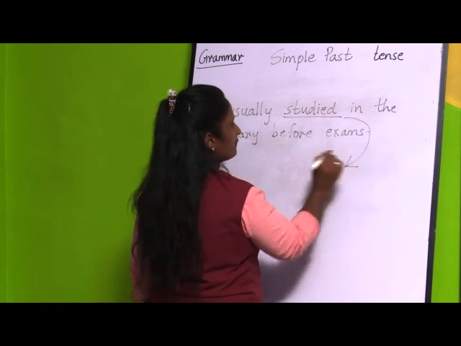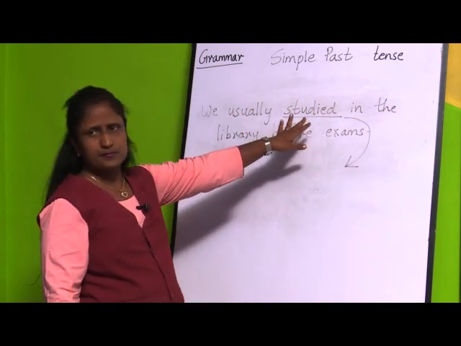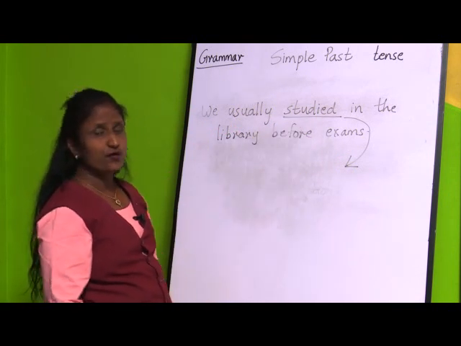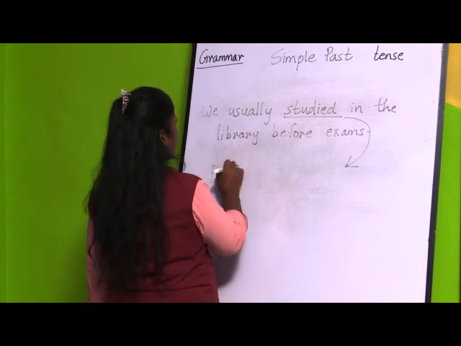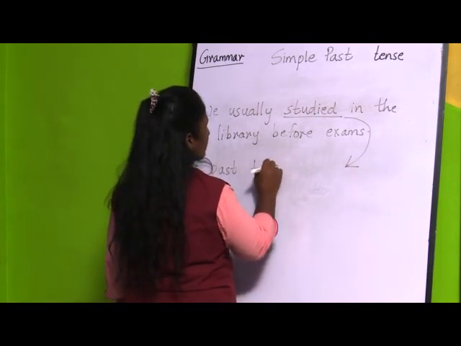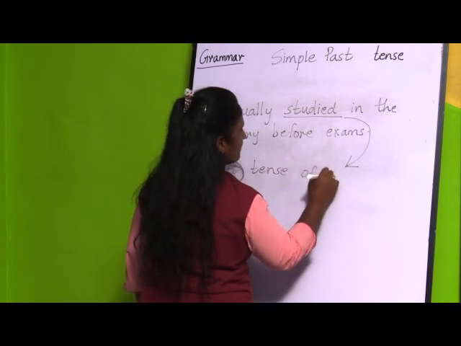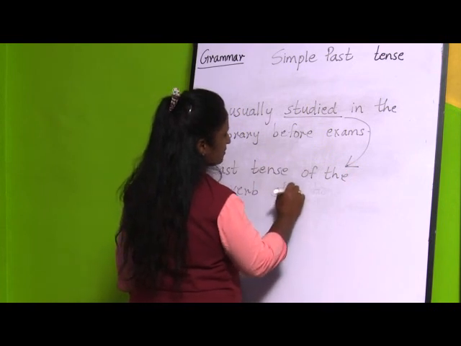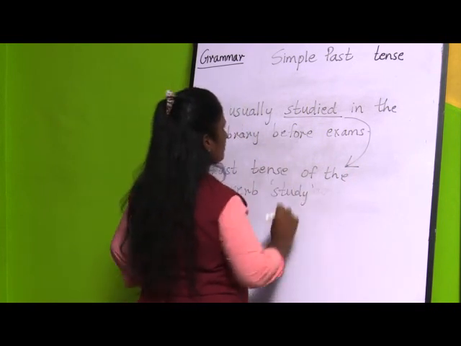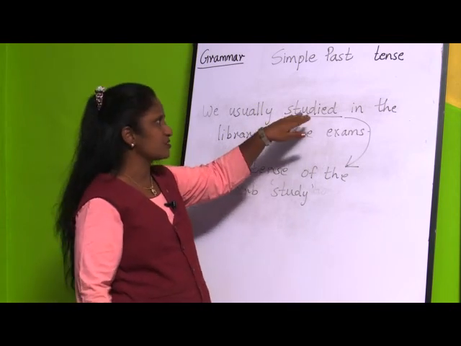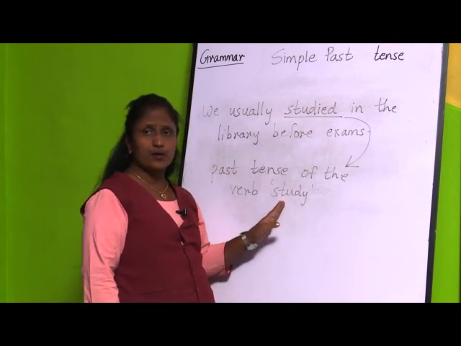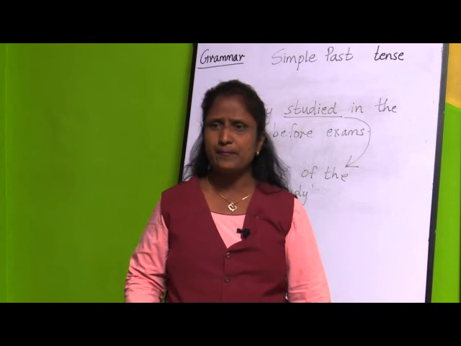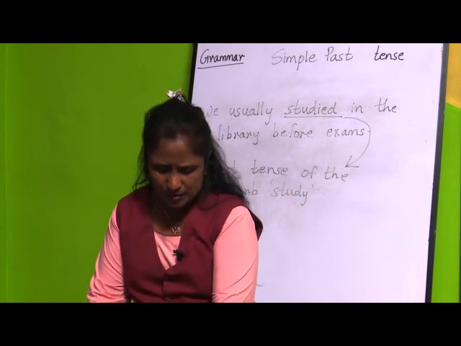The verb studied has come from the past tense of the verb study. Now, study comes in the present tense. So, we have taken this verb in the past tense from the verb study, which is in the present tense. In this way we form the simple past tense. So, this was all about simple past tense.